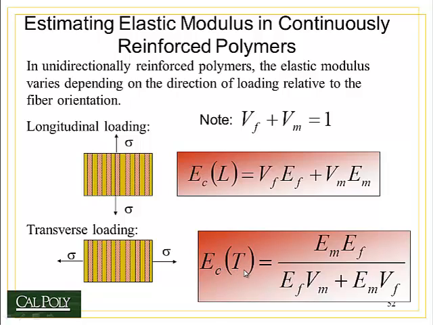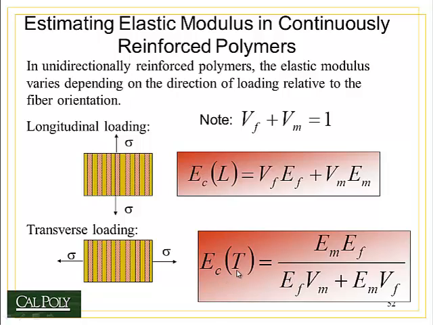In the transverse loading condition, where the stress is perpendicular to the fibers, we get a very different equation. Here, the composite modulus in the transverse direction is equal to the elastic modulus of the matrix times the elastic modulus of the fibers divided by the elastic modulus of the fibers times the volume fraction of the matrix plus the elastic modulus of the matrix times the volume fraction of the fibers. This is not a mistake. This is the modulus of the matrix times the volume fraction of the fibers, and vice versa over here.